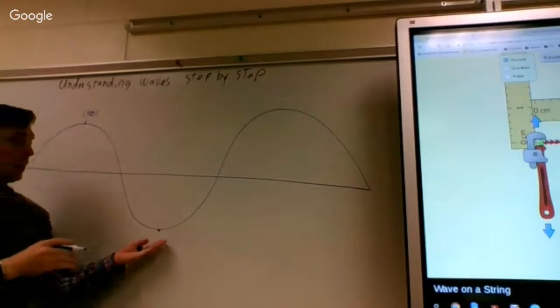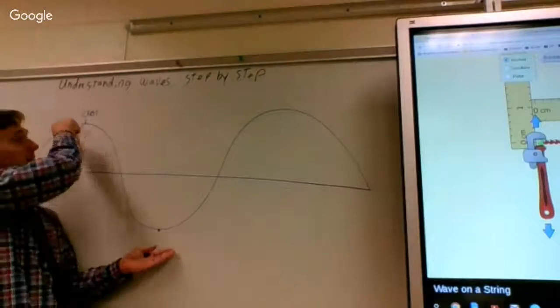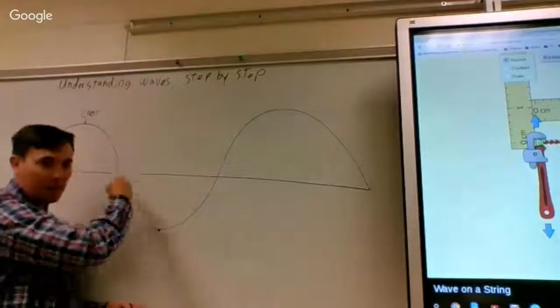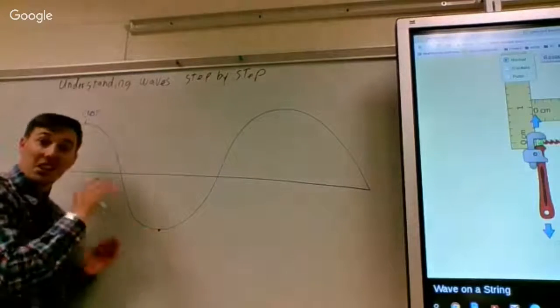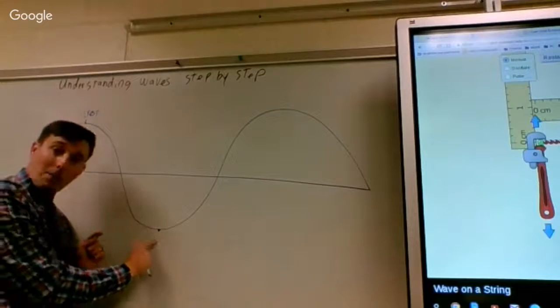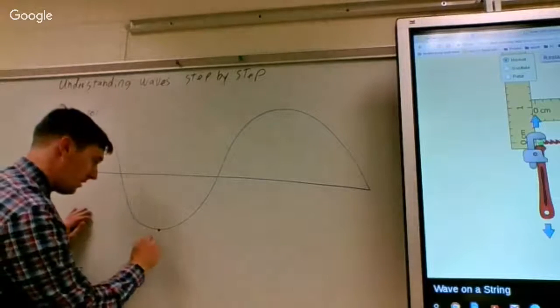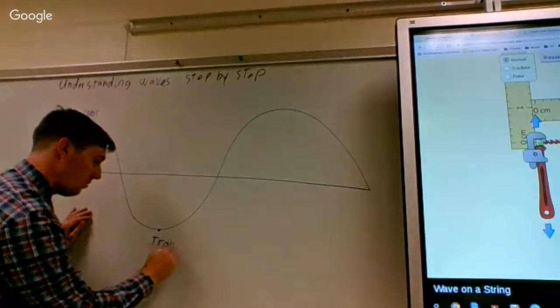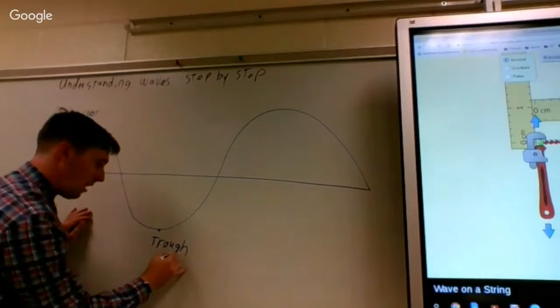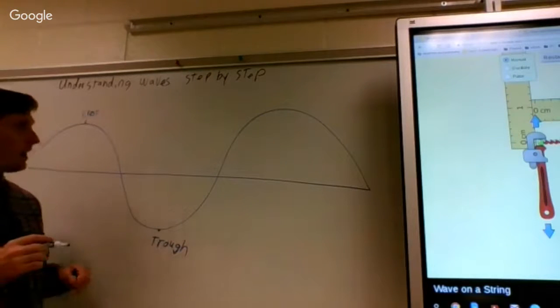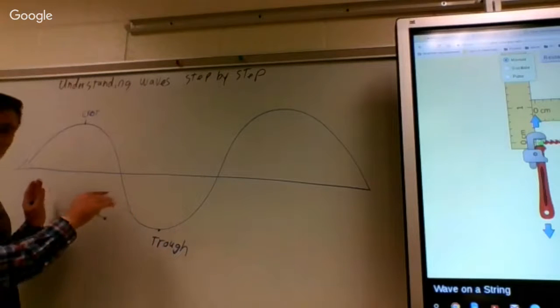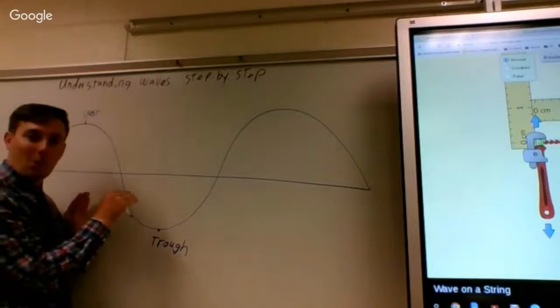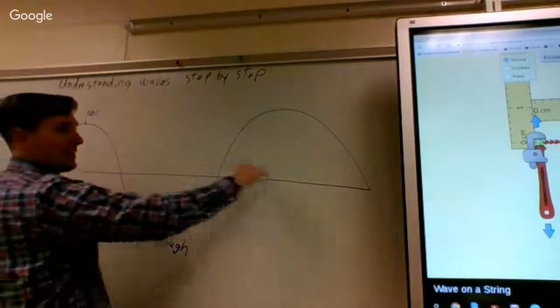All right, and then the lowest point, the opposite of the highest point, not the whole bottom trough thing, just that point right there is the trough. Just the bottom point is the trough. So T-R-O-U-G-H, the trough. All right, those are the two little maximum and minimum points away from this center line right here.